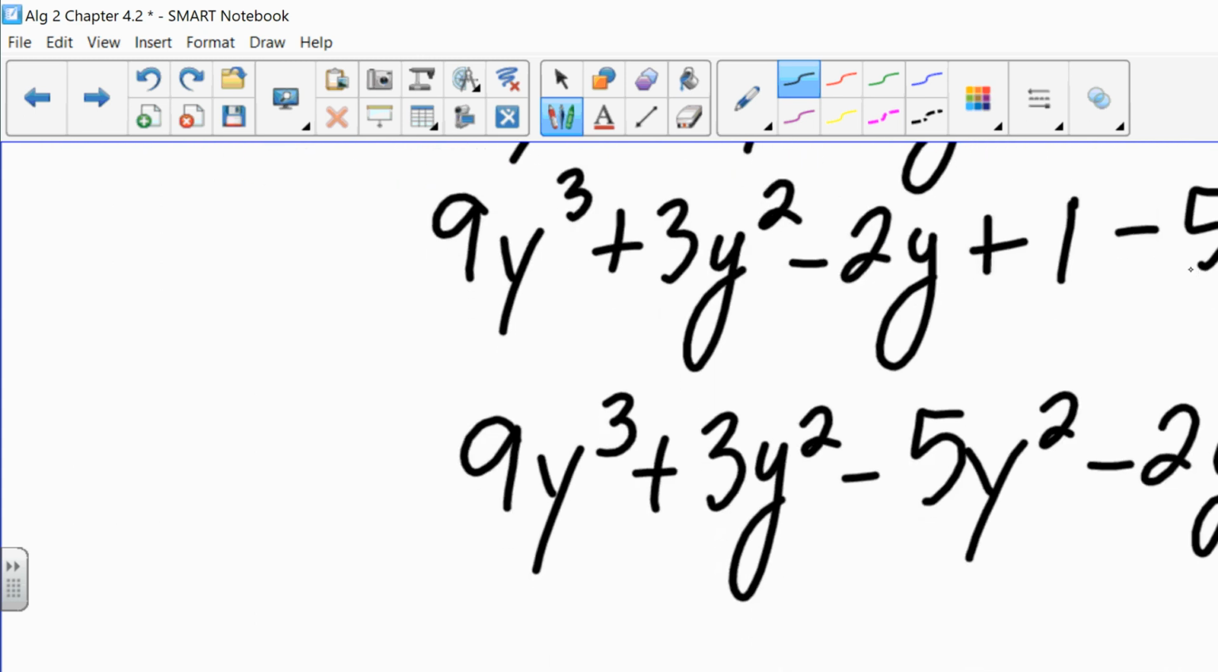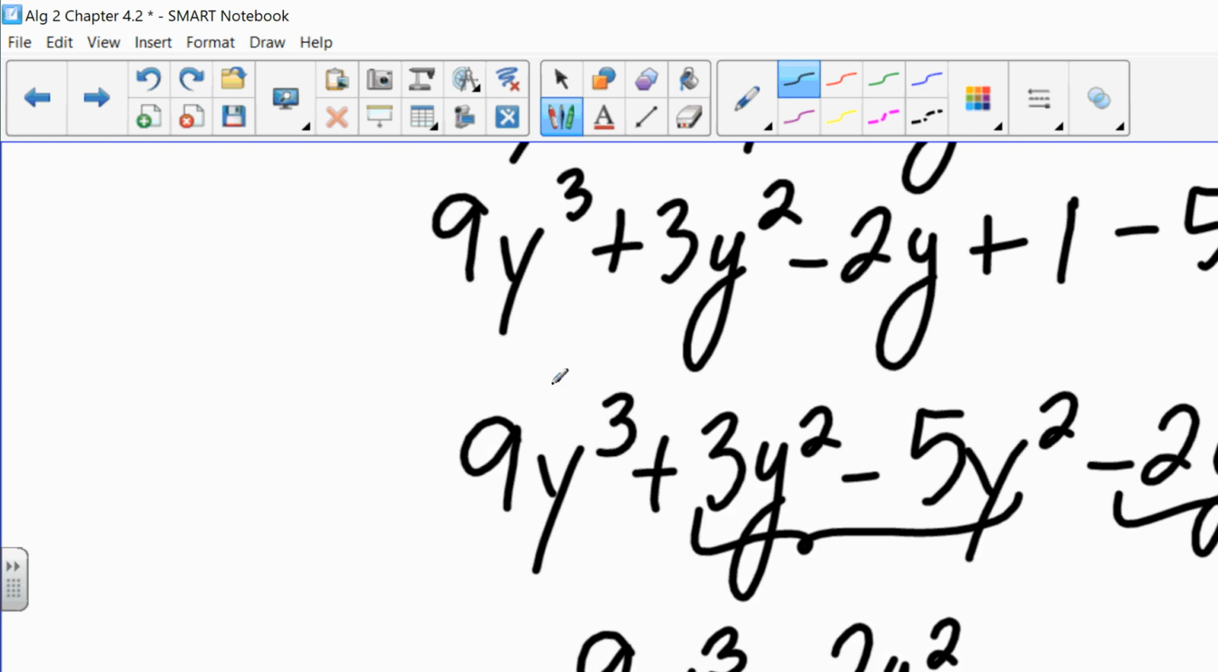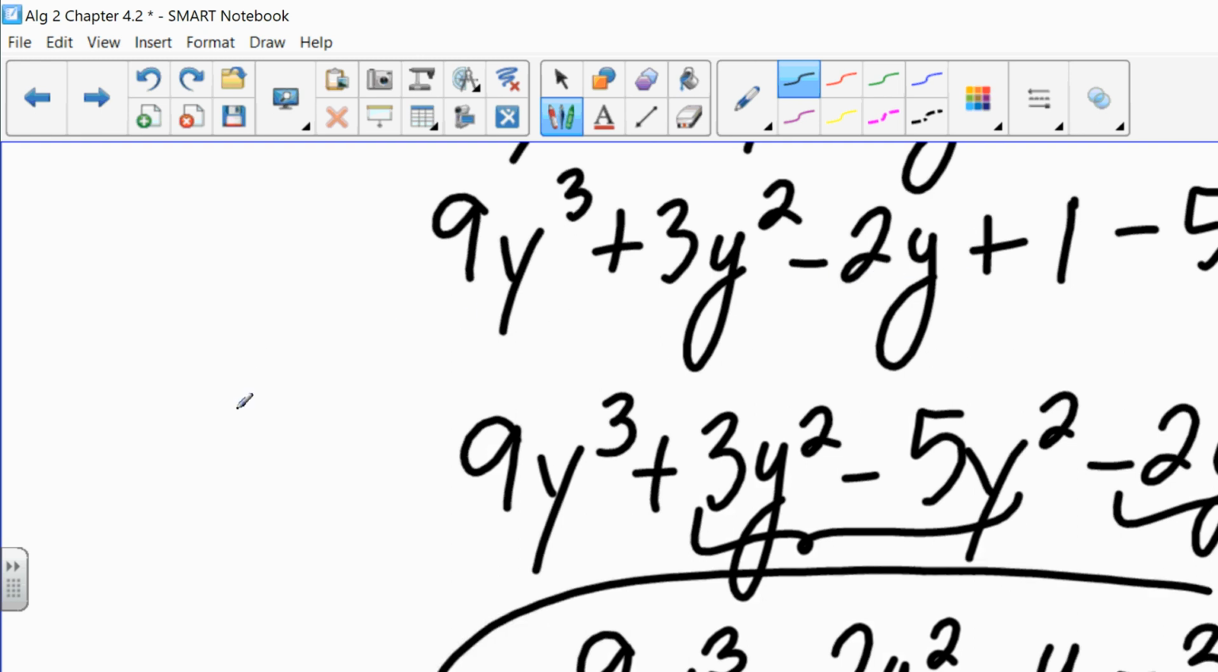And when we combine the like terms, well, 9y cubed will be by itself because there's no other like terms with it. Our 3y squared minus 5y squared would combine to become negative 2y squared. Our negative 2y plus y is going to be negative y. And 1 minus 4 is negative 3. And that's it. Now this middle step here where we've moved the terms around is not necessarily necessary because really we're combining like terms. So if you can see that without putting them next to each other, that's perfectly fine.